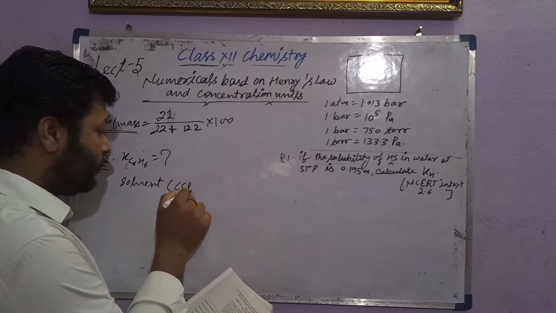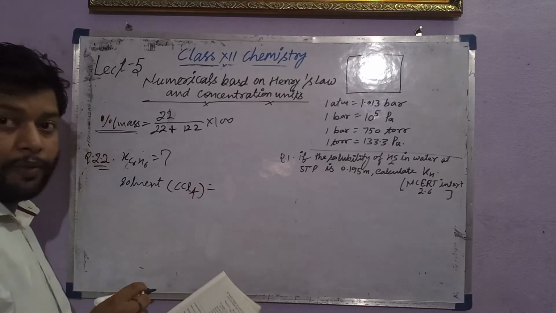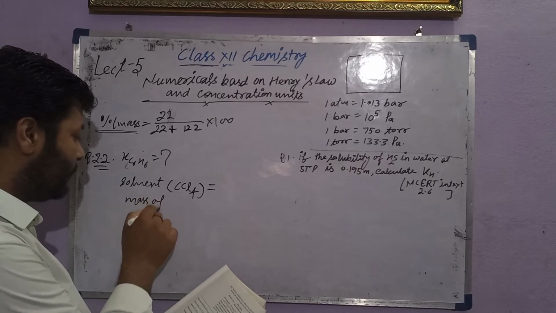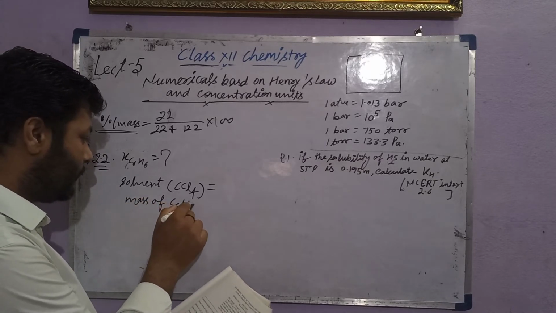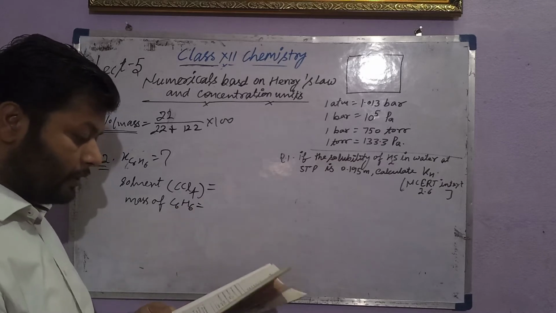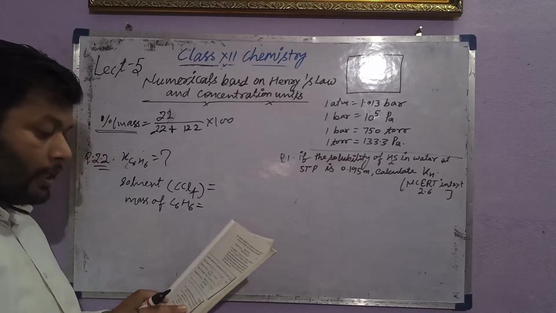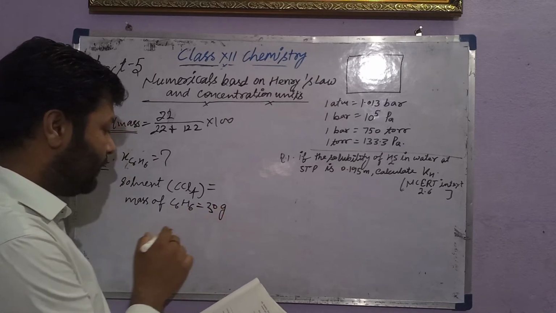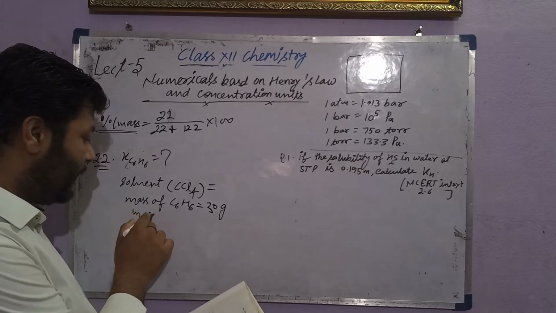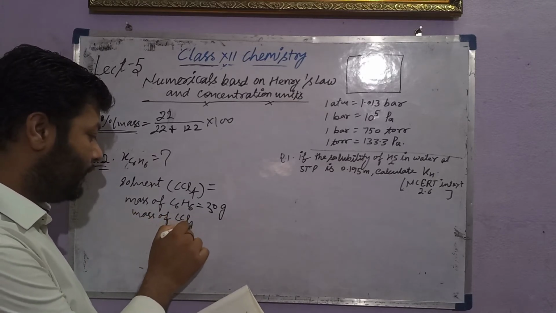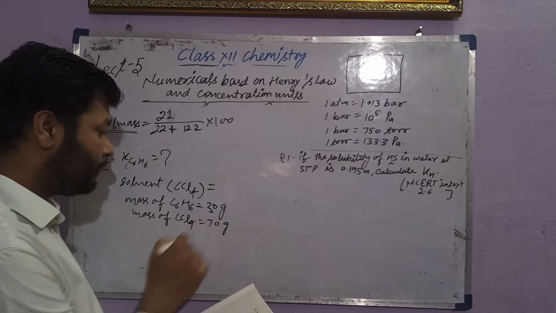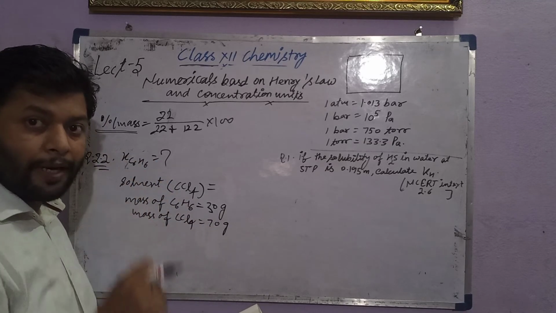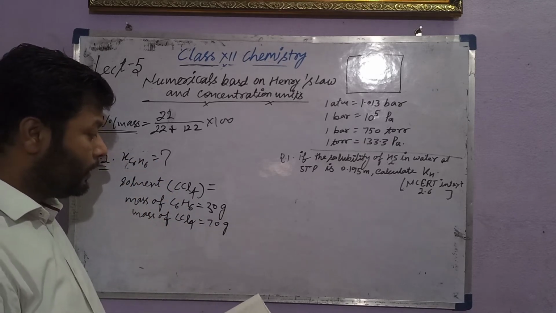So you can calculate the molar mass of benzene. The mass of benzene is here actually 30%, so that will be 30 gram of benzene. The mass of carbon tetrachloride: 100 minus the mass of solute will be the mass of solvent. So the mass of carbon tetrachloride is 70 gram.